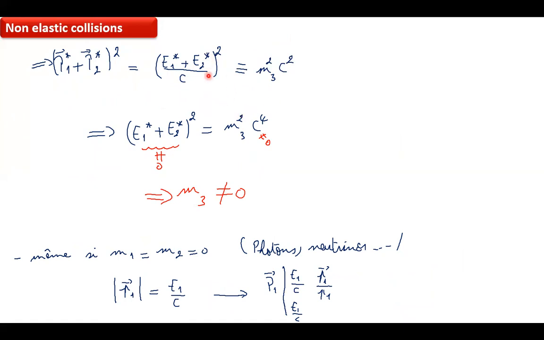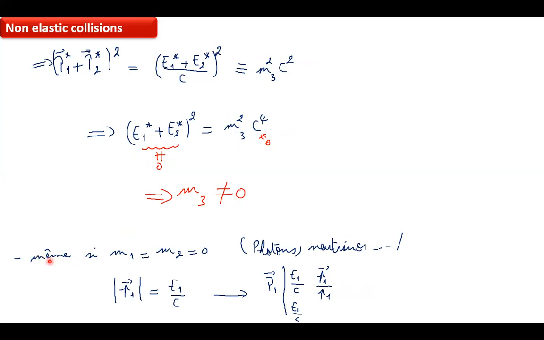So you can multiply, or just put the c squared here. So E1 star plus E2 star squared is equal to M3 squared c^4. So obviously you have energies, otherwise you don't have particles. So if you have your initial particles and you have your initial energy, this quantity is different from 0, and c^4 is of course different from 0. So M3 should be different from 0.